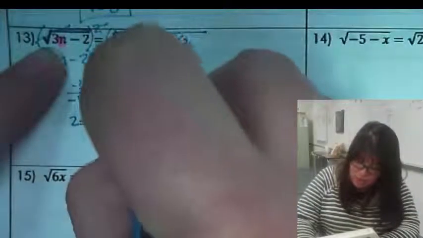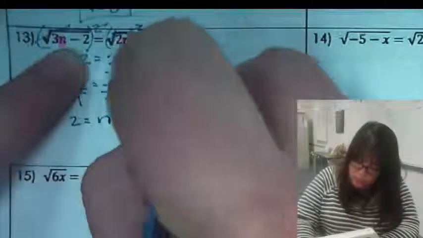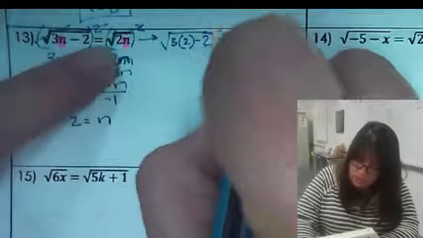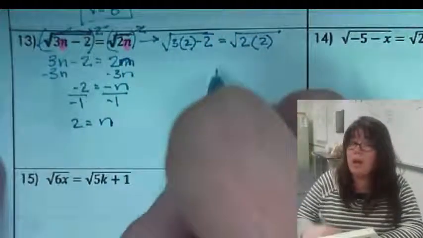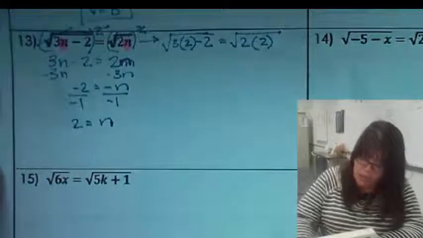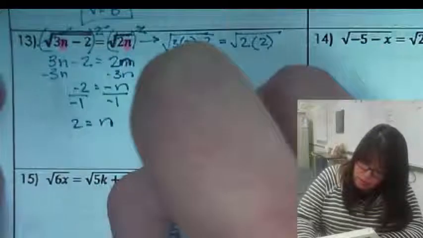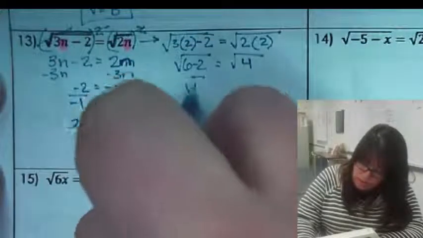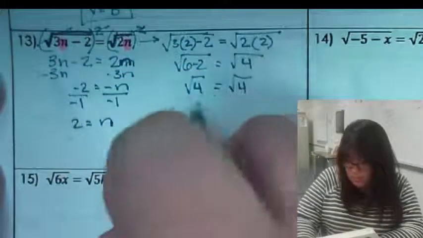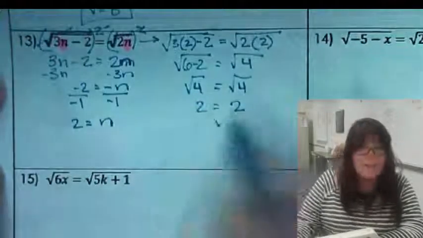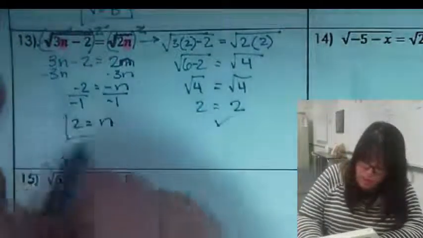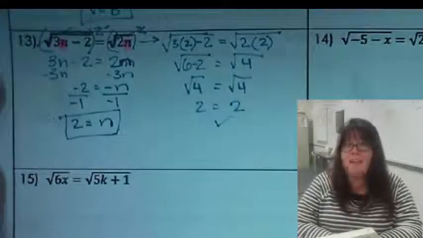So I'm going to use my original equation. I've got square root of 3 times n, which I say is 2, minus 2, equals the square root of 2 times n, which I say is 2. And notice I'm using parentheses to plug my value in. That's very important. Don't forget. All right, so let's see. We've got square root of 6 minus 2 equals the square root of 4. This becomes square root of 4 equals square root of 4, and I can simplify that to 2. So yes, this totally works. And I know for sure now that n does equal 2.